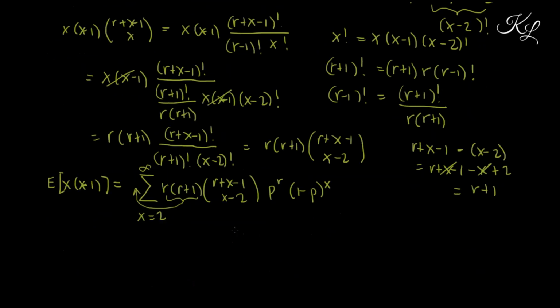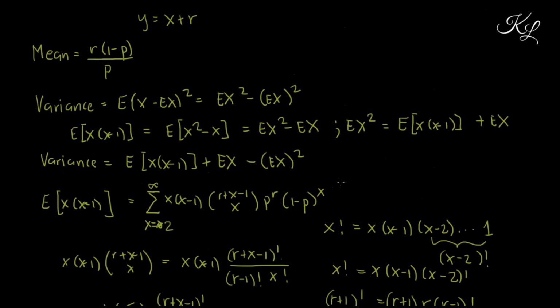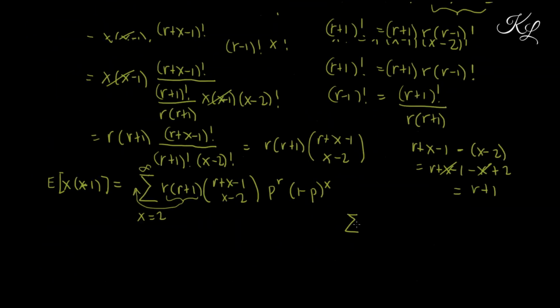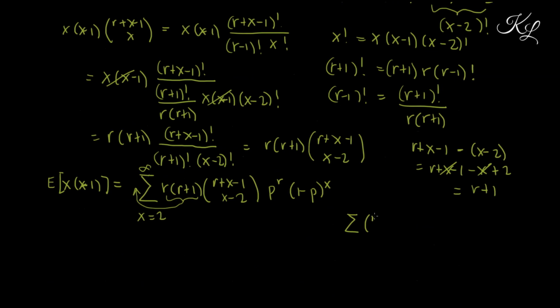Now, we can then simplify it by using the same method that we have done for the mean. That is, the summation of the probability mass function is equal to 1. Let me write it in here so to see it clearly. So the summation of the probability mass function, which is this one: r plus x minus 1 chooses x, p raised to r, 1 minus p raised to x. This is x equals 0 to infinity is equal to 1. So if you compare this one in here, they are not exactly the same because x minus 2 is in here and this one is x. So we can have a transformation.